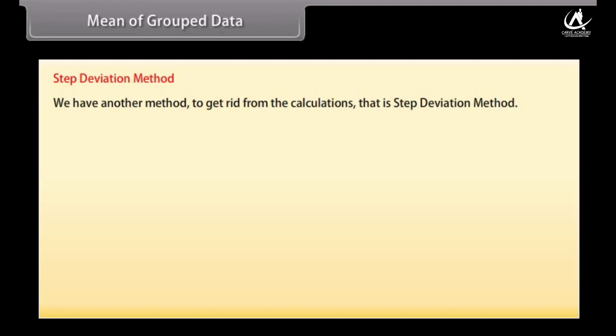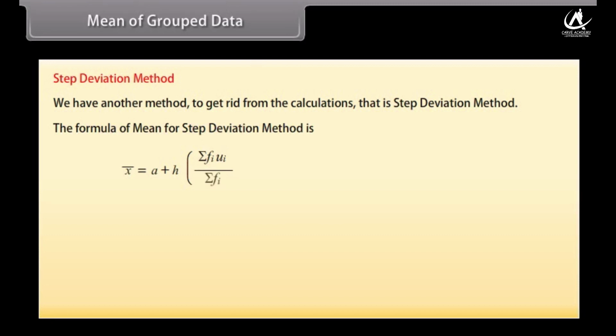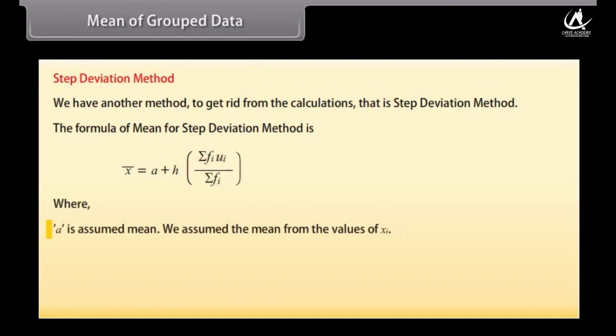Step deviation method. We have another method to get rid of the calculations, that is, the step deviation method. The formula of mean for the step deviation method is x bar equals a plus h multiplied by summation of the product of fi and ui divided by summation of fi, where a is the assumed mean. We assume the mean from the values of xi. h is the class size. ui is equal to (xi minus a) divided by h.